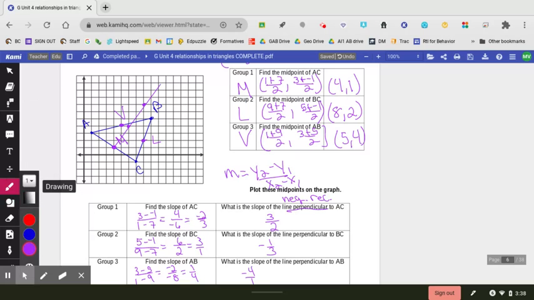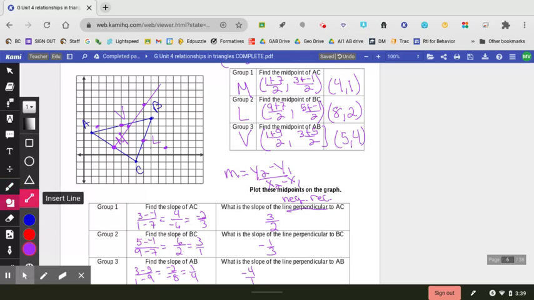Now I need to do the perpendicular bisector of BC. So it's going to go through the point L and have a slope of negative 1/3. So we start at L and we go down 1, right 3. Now that's taking me away from the other line, so I'm going to do the opposite. So I'm going to go up 1, left 3. Up 1, left 3. Then I'm going to draw a line connecting those. I'm going to make this line red.